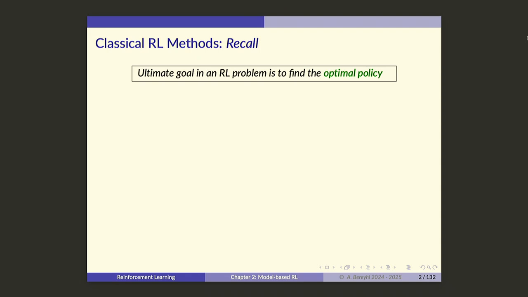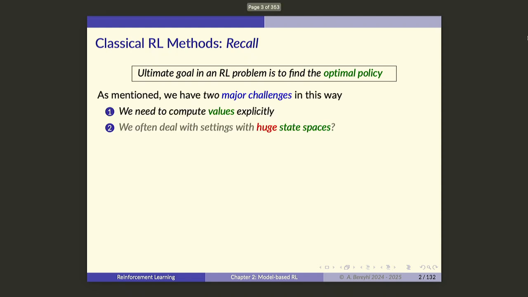So, the ultimate goal that we have is to just find the optimal policy, right? You want to know, upon seeing one particular state, what is the optimal strategy that you should follow. And we talked about that we have two major issues here. The first one is that if you want to compute that, the optimal policy is the one which maximizes the value function, right? And how can I compute the value function?